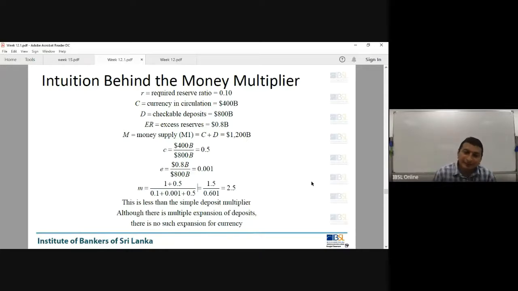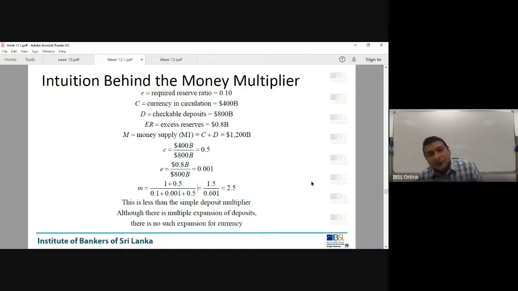And this multiplier reflects that small m times MB is the money supply. What you basically see is it is 2.5 times the monetary base. That would be the money supply in the economy in a real sense, rather than the simple model that we discussed, where the simple deposit multiplier you derived was much bigger. It's 10.